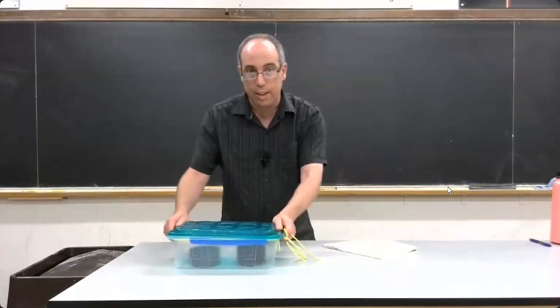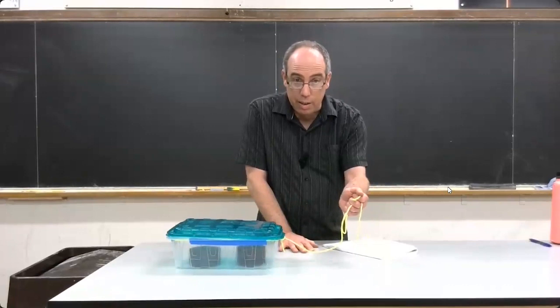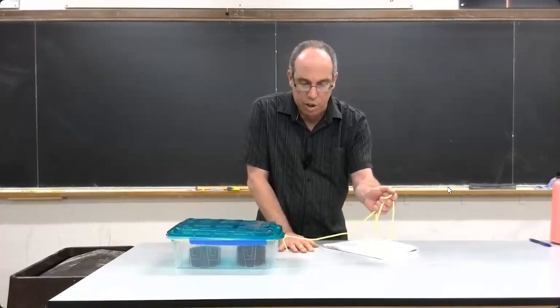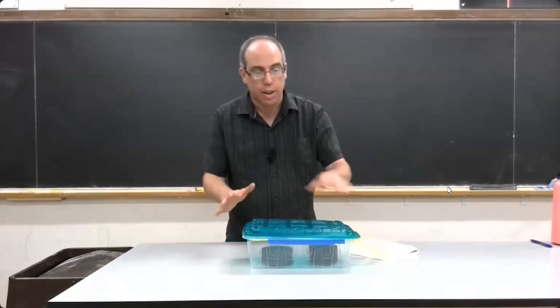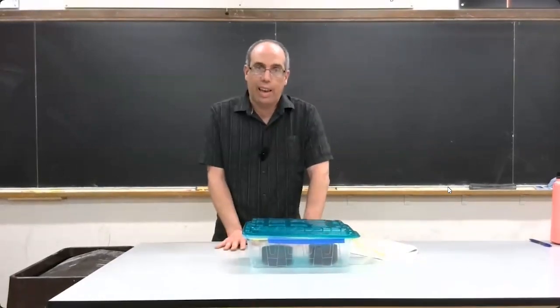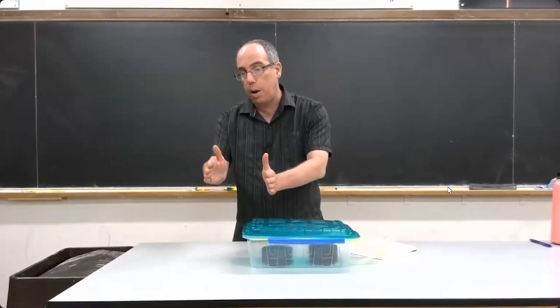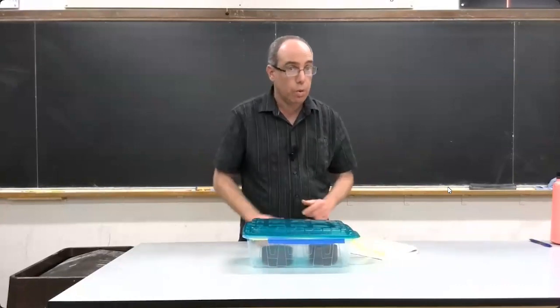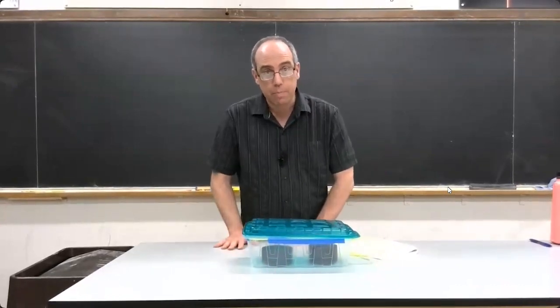I'll do that again. We start with a slack string. I begin pulling on the string so that it becomes taut. And you can see that just after the string becomes taut, the box goes from not moving to moving. Okay, so what does it tell you when an object goes from not moving to moving? It tells you that a force acted on the object.